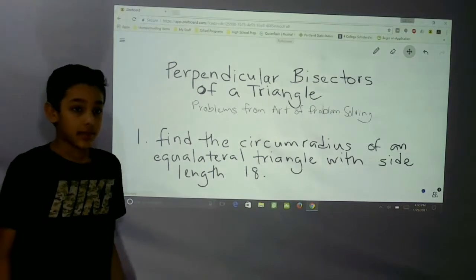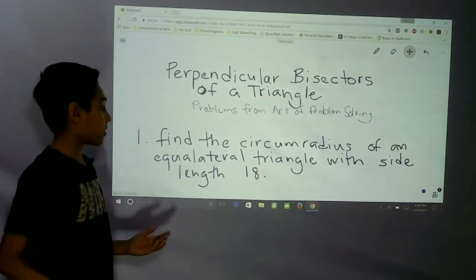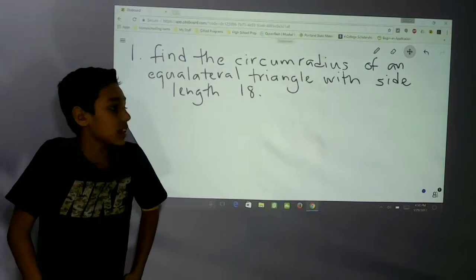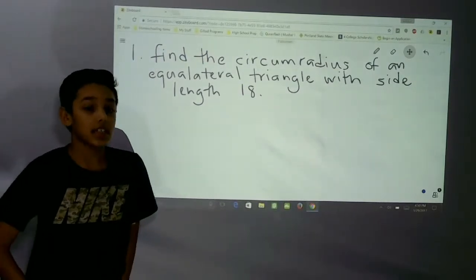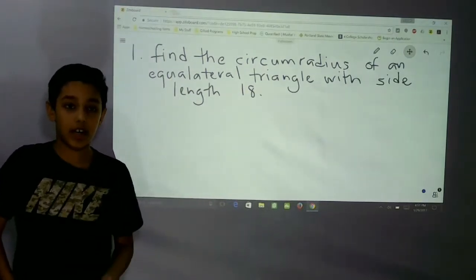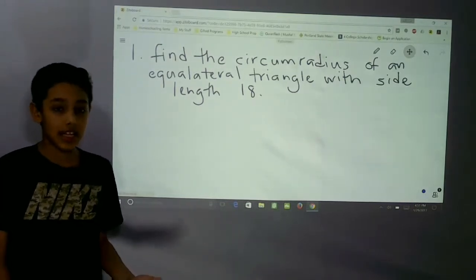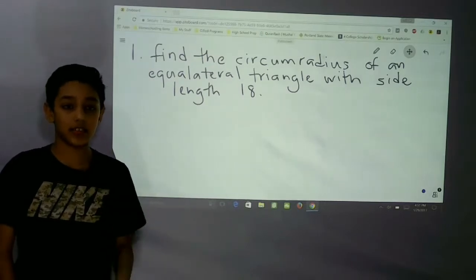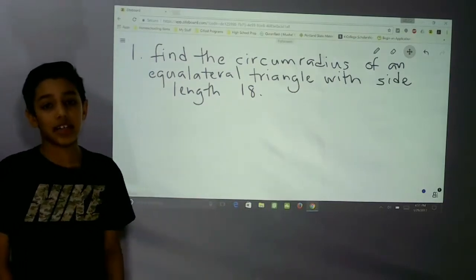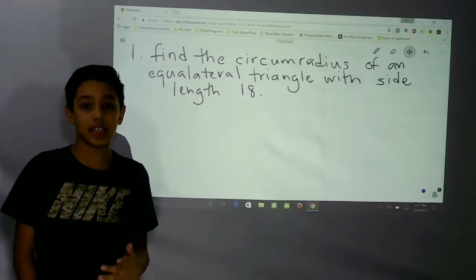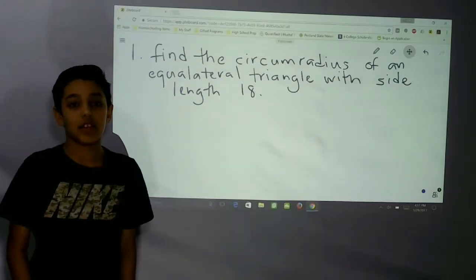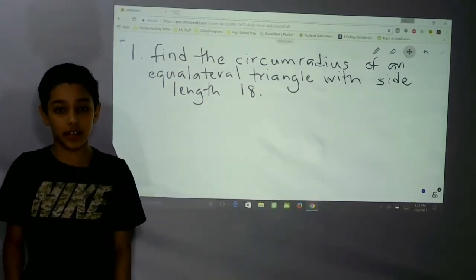Now we're going to start on our next problem. But before we start on that, we have to know what a circumcenter and a circumradius are. A circumcircle is an imaginary circle that goes around a triangle. And a circumcenter is the center of that imaginary circle, right in the middle of that imaginary circle around the triangle. It usually lies inside the triangle. And a circumradius is the radius of the circumcircle, the imaginary circle around the triangle.